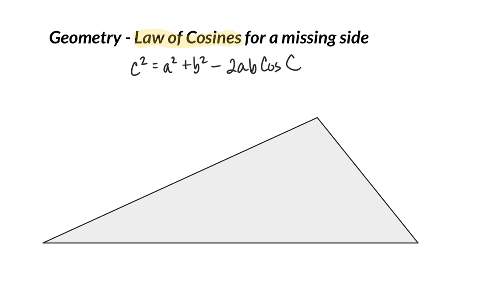Remember that lowercase represents side lengths, and uppercase represents an angle. And this is for when we're looking for a side length and we have the angle across from it as well as the other sides. So again, in a law of sines situation, we would have had the angle and the side across from it. So this is when we don't have that pair. So let's do an example.